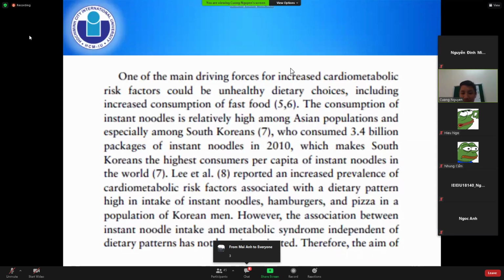Do you understand this gap? That means Lee found out the positive correlation between cardiometabolic risk factors and unhealthy diet, including noodles, hamburgers, and pizza. So they see that kind of positive correlation between the two factors. But that study is about unhealthy diet. But what about instant noodle alone?